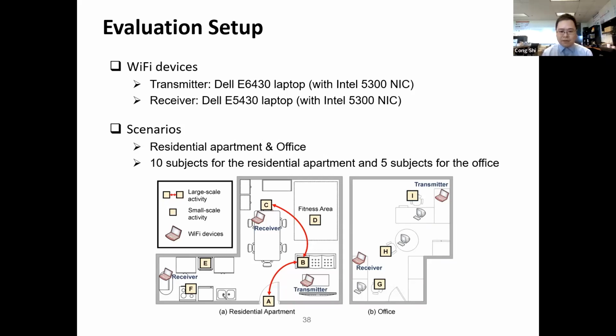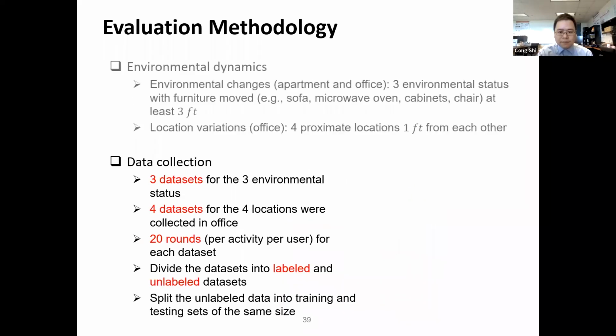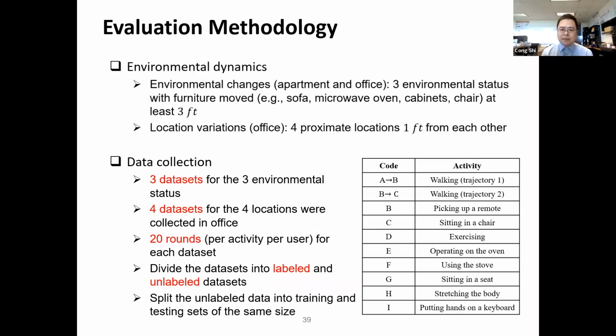CSI at 30 subcarriers. The experiments are conducted in a residential apartment and an office with different sizes. We conduct experiments with 10 and 5 users in these 2 environments, respectively. To evaluate the system's dependency to the environments, for the 2 rooms, we collect data under 3 different furniture placements. The furniture placement is what we refer to as the environments in this presentation.